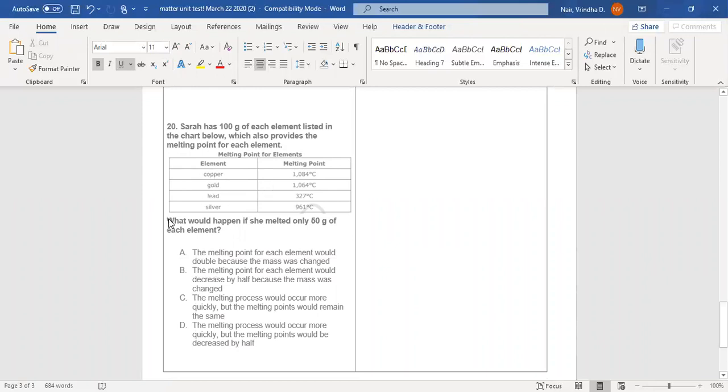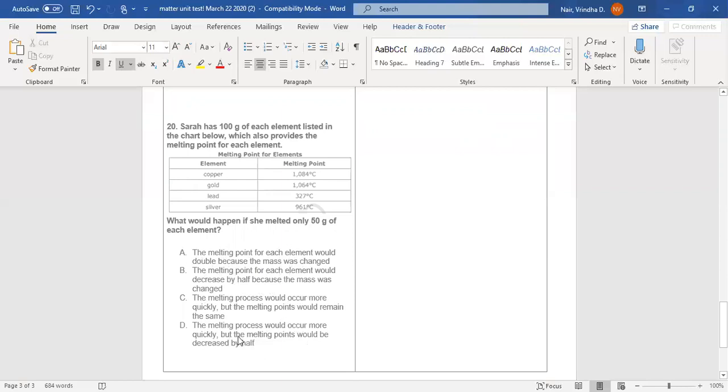Okay, so we did that. What would happen if she melted only 50 grams of each element? So Sarah has 100 grams of each element, but she's only going to melt 50 grams of each element. A, the melting point for each element would double because the mass was changed. B, the melting point for each element would decrease by half because the mass was changed. C, the melting process would occur more quickly, but the melting point would remain the same. D, the melting process would occur more quickly, but the melting point would be decreased by half.